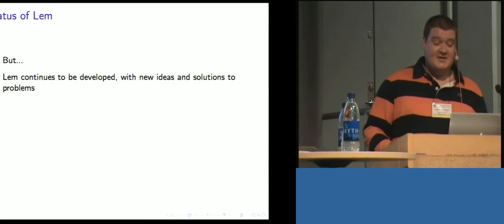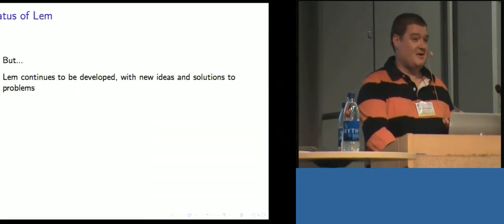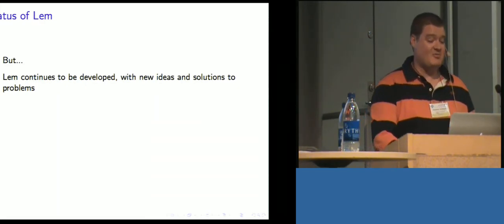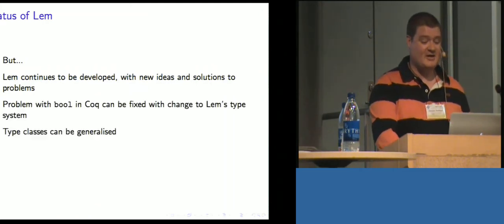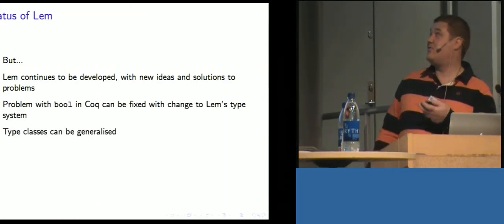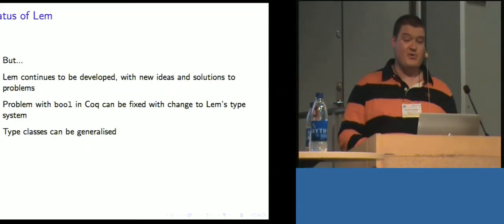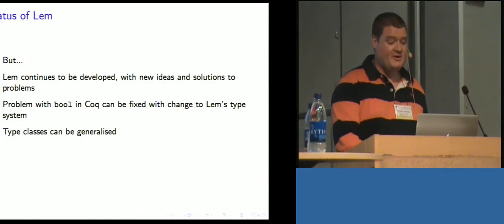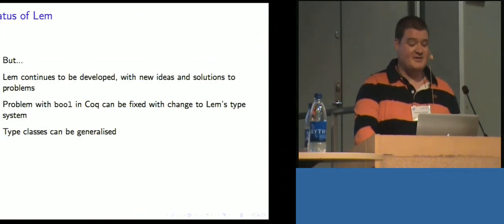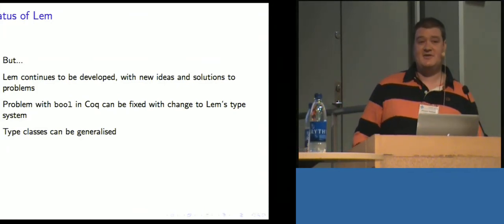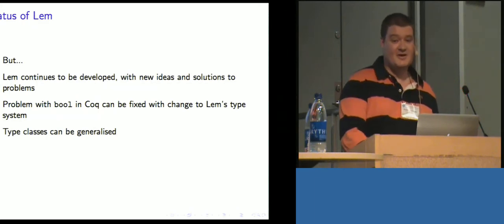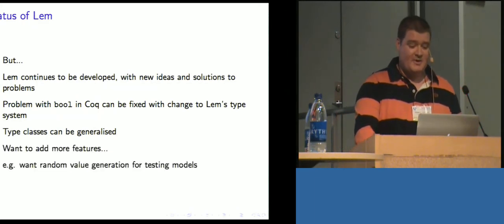However, we're continuing to develop it. We're producing new ideas, and we're producing new solutions to those problems mentioned on the last slide. So the problem with bool in Coq can be fixed with a change to LEM's type system, for instance. We can split bool in half and have a prop and a bool. And the type classes can be generalized as well. The limiting factor here is basically manpower and time and money.